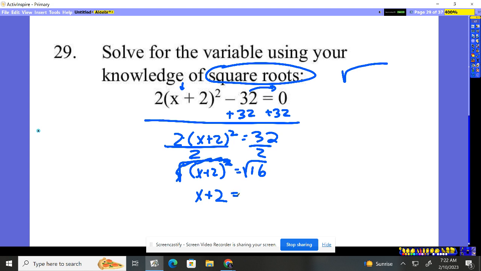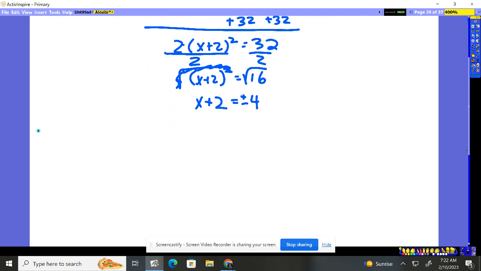Remember this, when I do this though, the square root of 16, you get 4, but what else multiplied together could have given you 16? A negative 4. So we have a positive and negative 4 here. Okay, so we're going to have to look at both possibilities. We're going to have two solutions here.